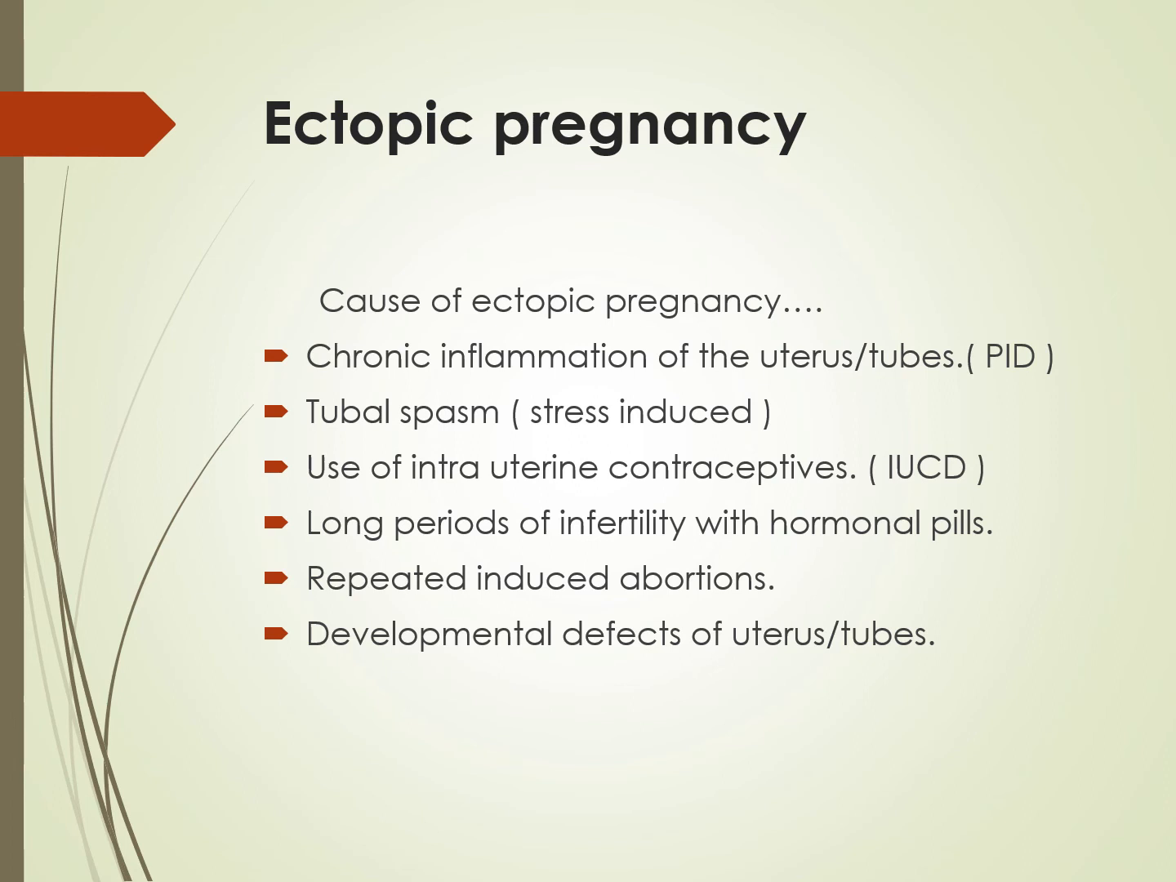And then repeated abortions, especially repeated medical abortions. So the first pregnancy, the mother doesn't want it, so she aborts herself. Second time she aborts herself, third time she does an abortion. Multiple, continuous abortions, and then nature selects that the baby would grow in the fallopian tube, which is practically not possible. But because of these repeated abortions, the ovum is implanted in the fallopian tube.